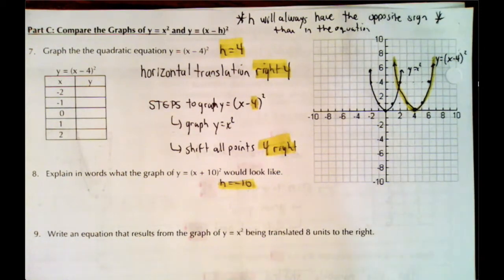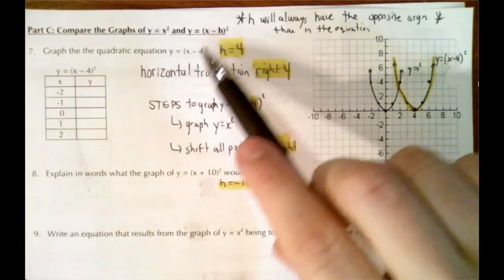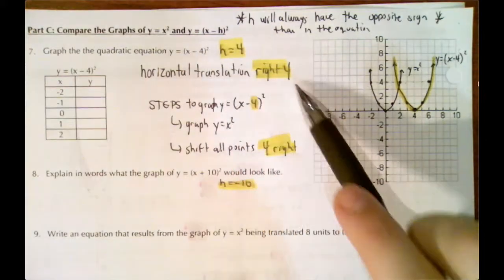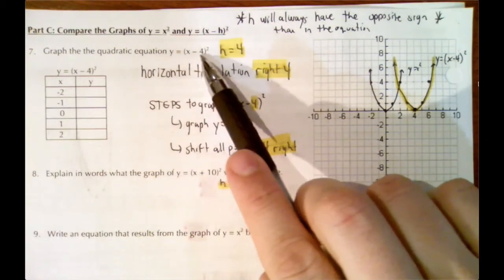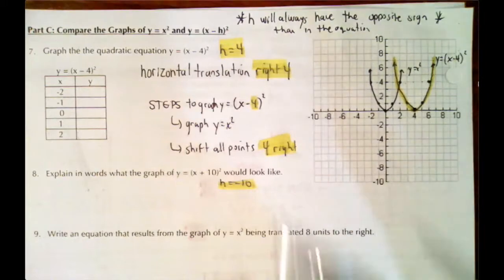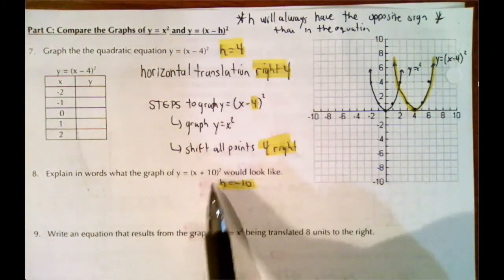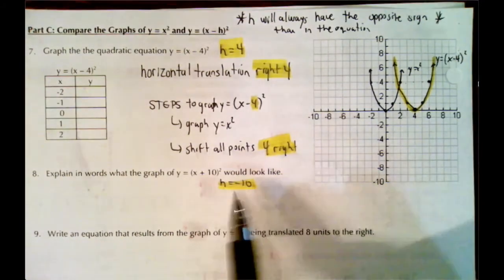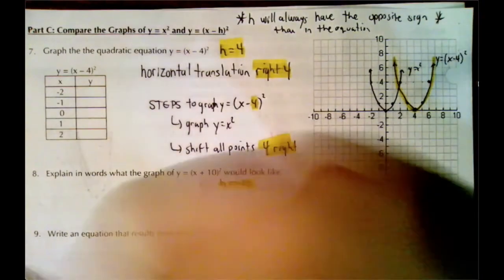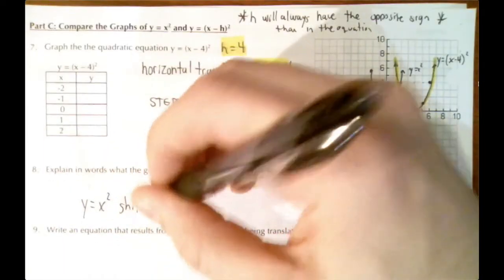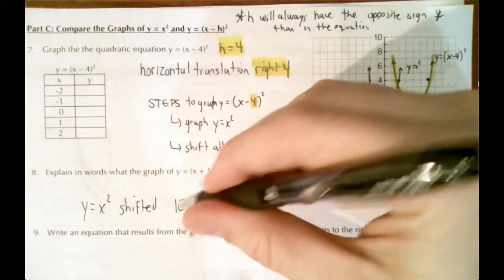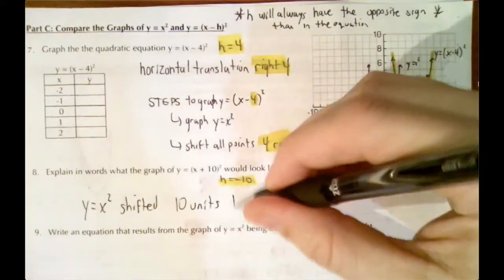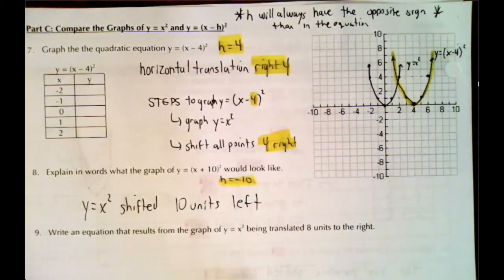There's a horizontal shift. So just remember the wacky bracky, whatever number appears in there, minus 4, it's the opposite of what you should expect. Negative 4 we think is left, it's actually right. So what would this one look like? X plus 10. We would think it'd be to the right 10, but since h is actually the opposite sign, this is y equals x squared shifted 10 units left because it's negative.